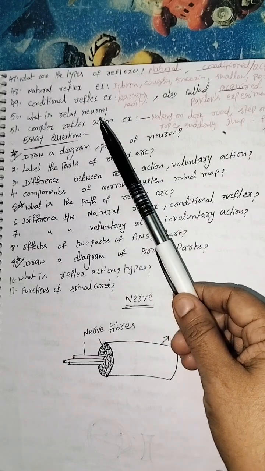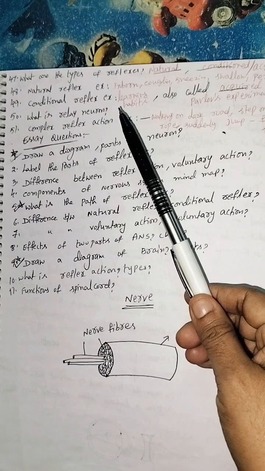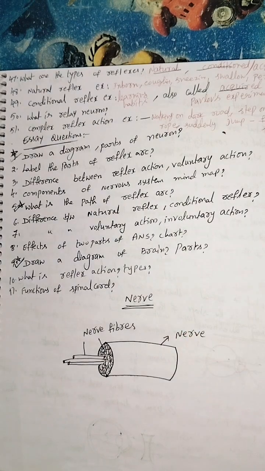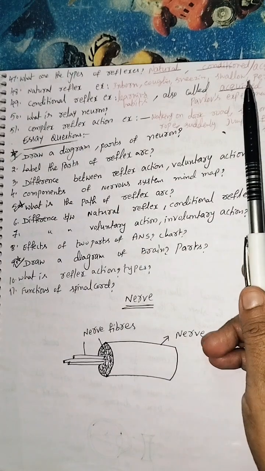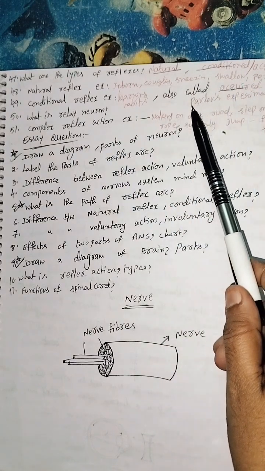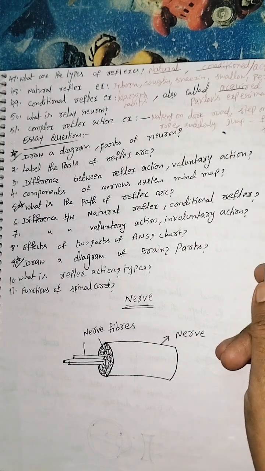Conditioned or acquired means it is a learning habit. For example, we learn a lesson, or we learn a musical instrument, music or dance. These are all practicing or learning. Learning habits are conditioned reflex, also called acquired reflex. In your textbook there is Pavlov's experiment on a dog.